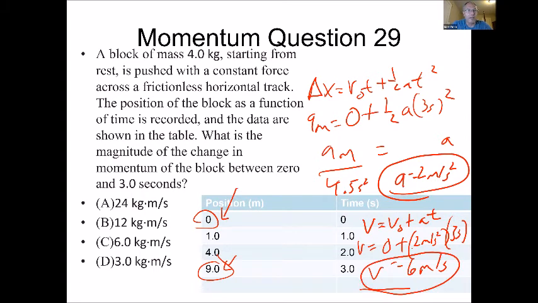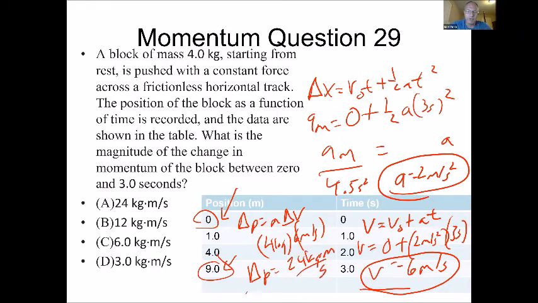Now we're looking for the magnitude of the change in momentum. Well, we know that the change in momentum is mass times change in velocity. So our mass is 4 kilograms, and our change in velocity, since we started from rest, is the 6 meters per second. Which means our change in momentum is 24 kilogram meters per second. So it's looking like choice A is correct on number 29.